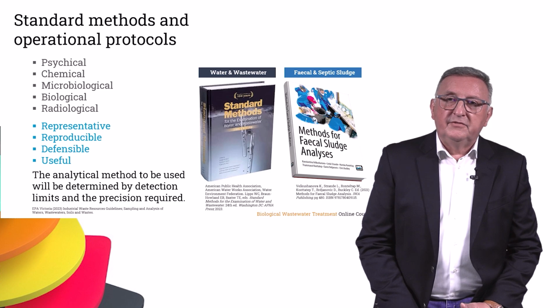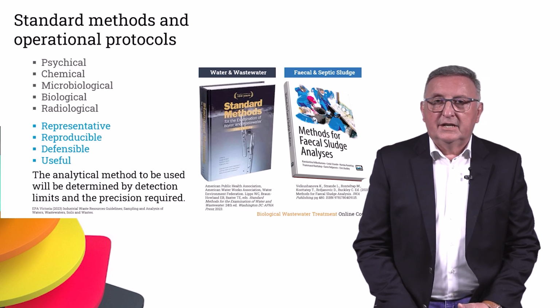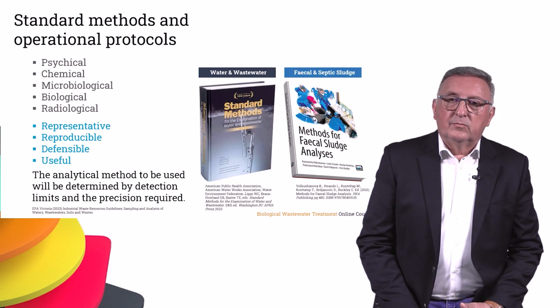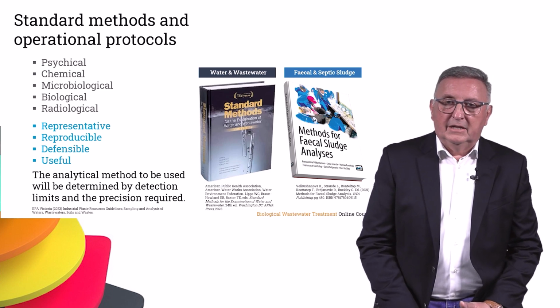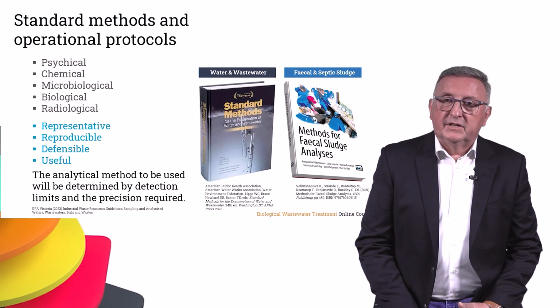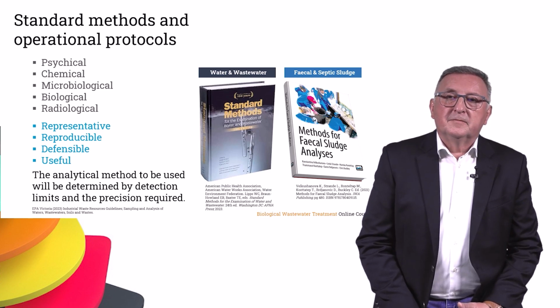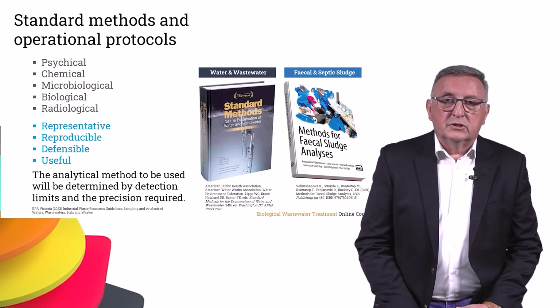But when we talk about fecal sludge and septic sludge analysis, the first standard method book, or to be standard method book, is Methods for Fecal Sludge Analysis, issued in 2021. The second one is open access and it's available on this website and you can download it from the discourse website.